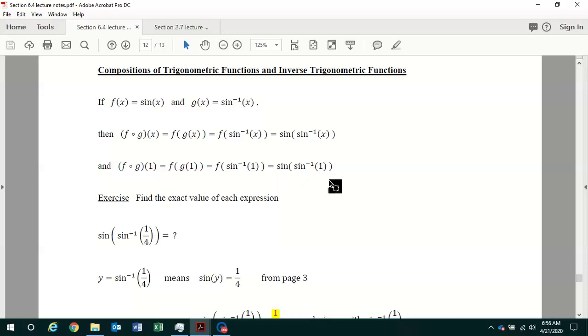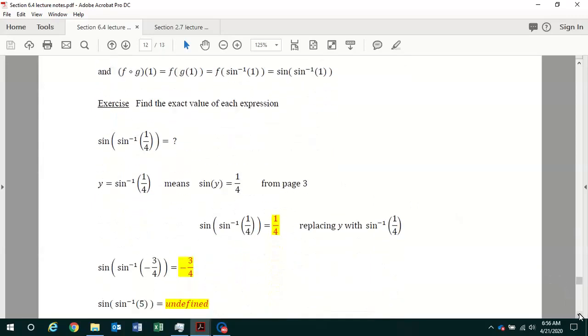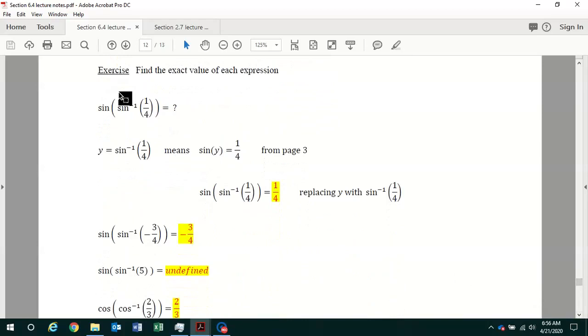And so we're going to be evaluating compositions of this type on this page. In the exercise down below, you're asked to find the exact value of each expression. The first one, we've got to find the sine of the inverse sine of 1/4. Now, because sine is the outer function, we know the answer is going to be a number, not an angle.